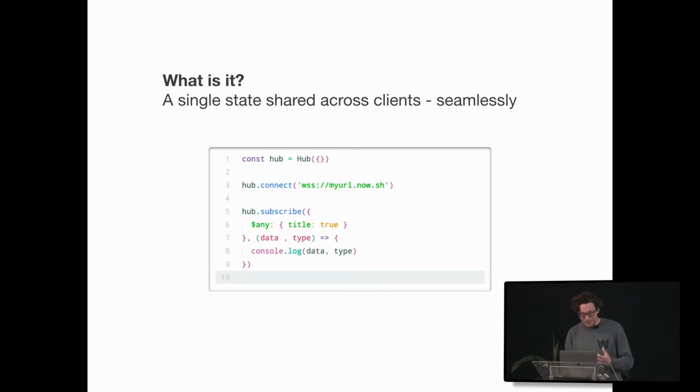All right. What is it? It's a single state shared across clients seamlessly. And this is not a new thing. You can see a bit of code here where I connect to a WebSocket server. I subscribe to any title that updates. I think this code must seem familiar, or something similar exists. And then I log, and I get an update in the callback for every entry that has a title, in this case.